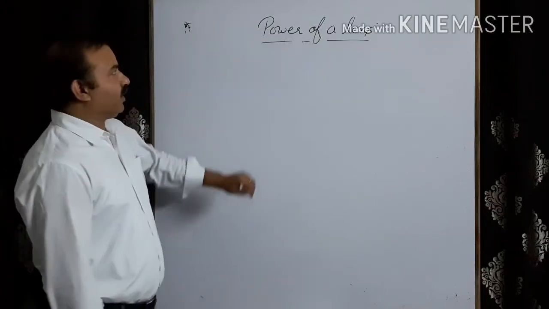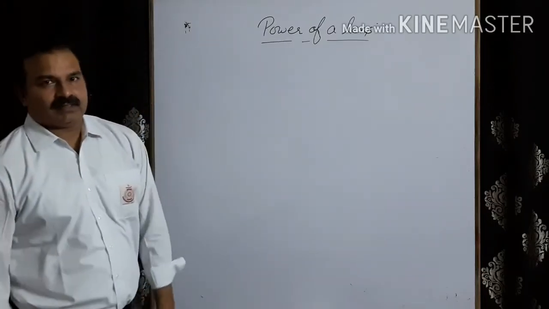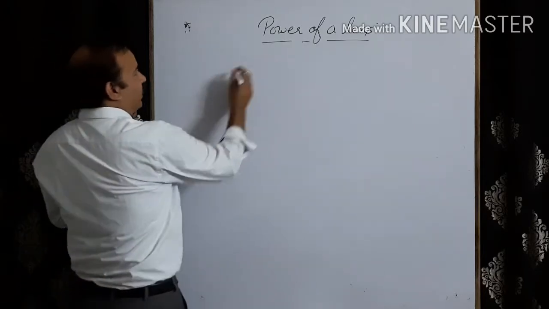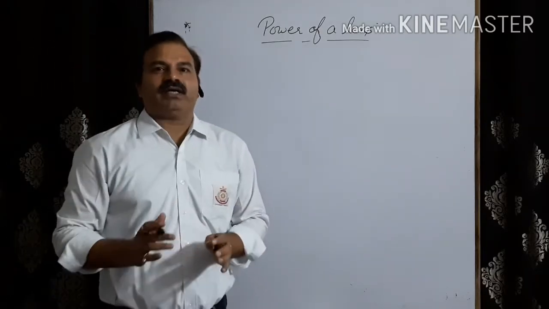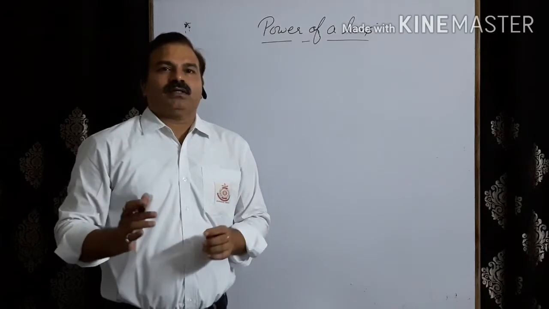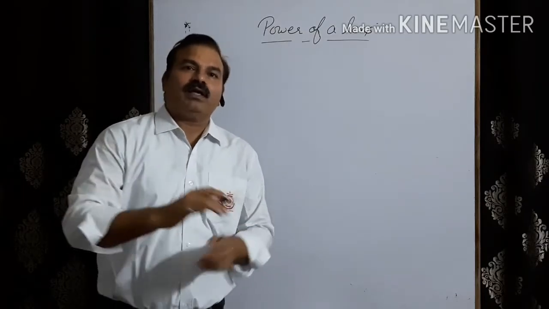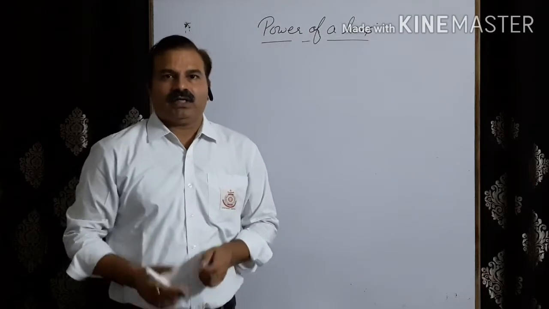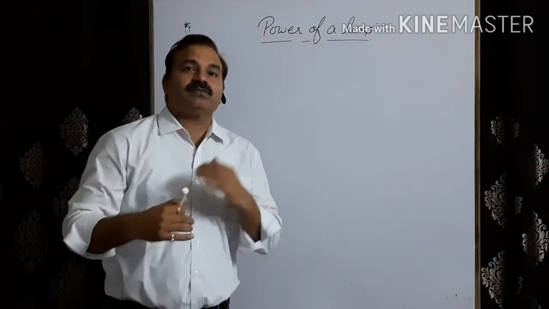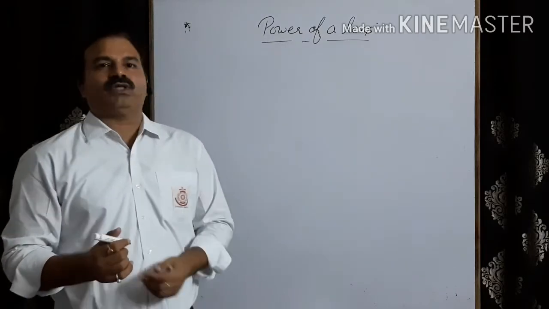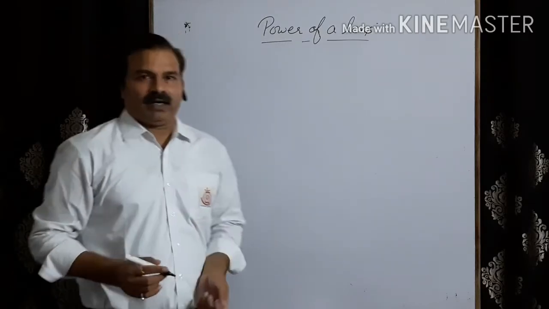Namaste students. Today I am going to tell you about a topic that is the power of a lens. Now, what is the power? In a simple way, we can say that it is the measure of the degree to which the rays falling on the lens will converge or diverge. If there are two lenses, and in one lens the rays converge more, that is, pass closer to the optical center, then that lens has more power.